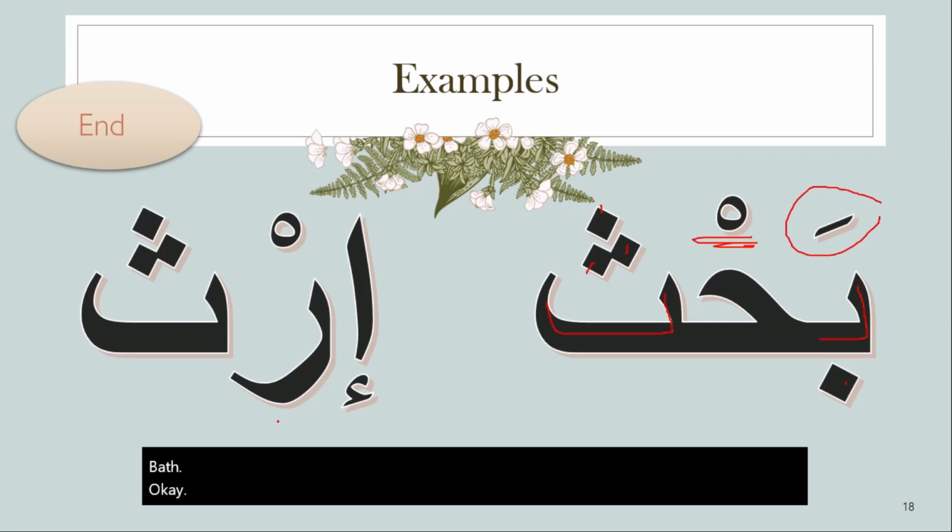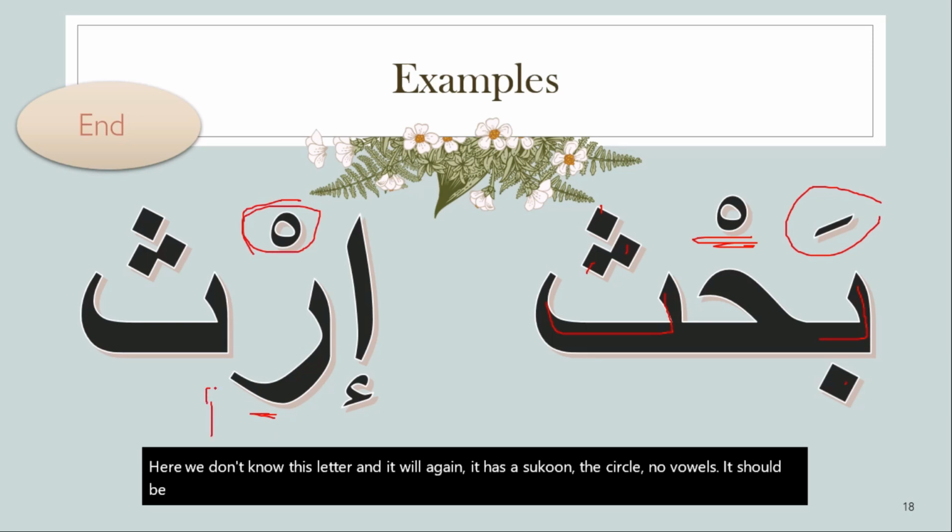Here we don't know this letter, and again it has sukun, the circle, no vowels. It should be pronounced like ra, ra.